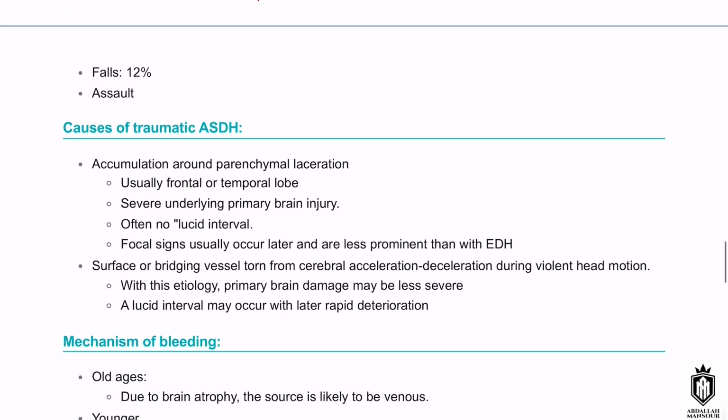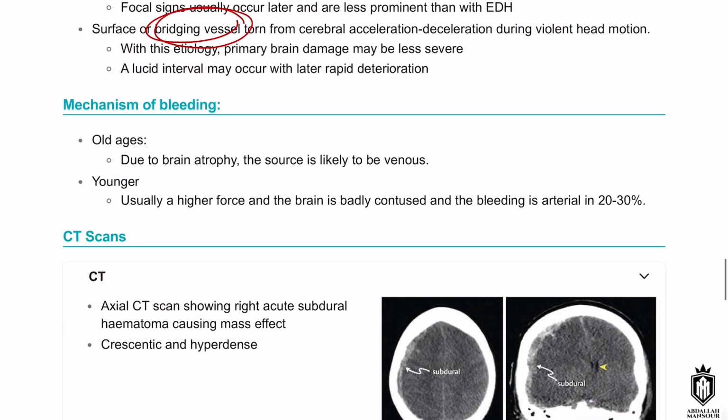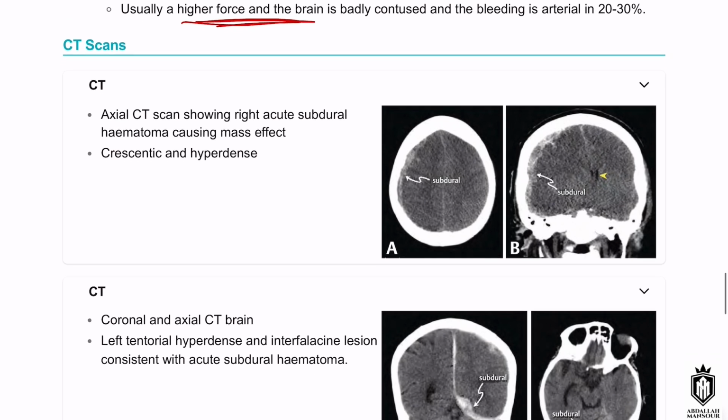However, we can look into specific causes for traumatic subdural hematoma. It could be due to accumulation of parenchymal blood or parenchymal laceration, especially in the frontal and temporal lobe. And the other thing, which we mentioned earlier, is damage to the bridging veins. As we mentioned earlier, regarding the mechanism of bleeding, in a younger population high force leads to damage of the bridging veins. You can see some scans here.